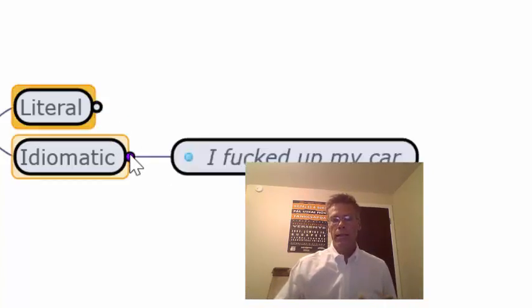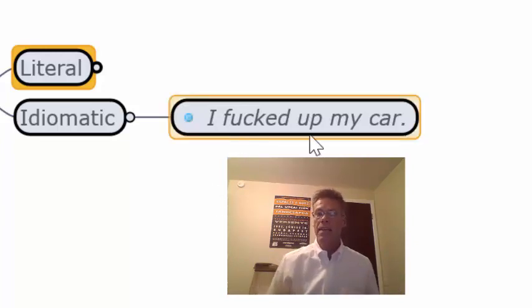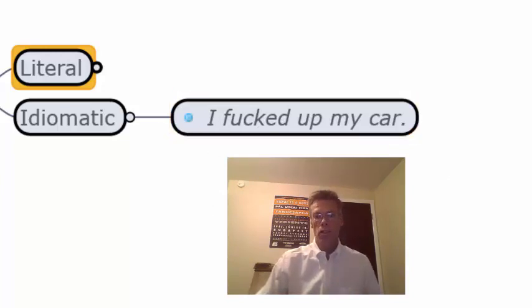Or we can look at it as idiomatic. And again, I think intuitively we sense that the fuck in this one has a very different meaning than the fuck in the previous one. I don't think there's any sex involved when you fuck up your car. So, I fucked up my car means that I broke it. But again, that fuck up is necessary for knowing whether this is a true statement or not. So it contributes to the truth value of it. It contributes to the proposition being expressed. It gives information.